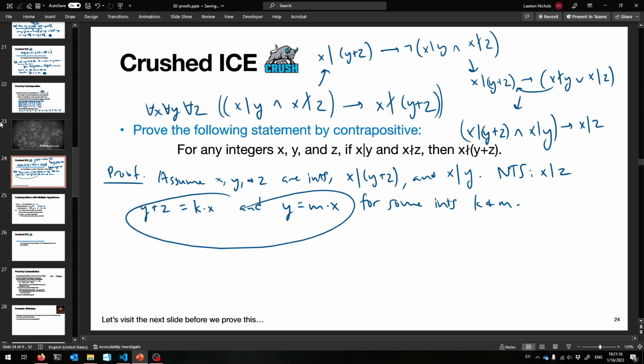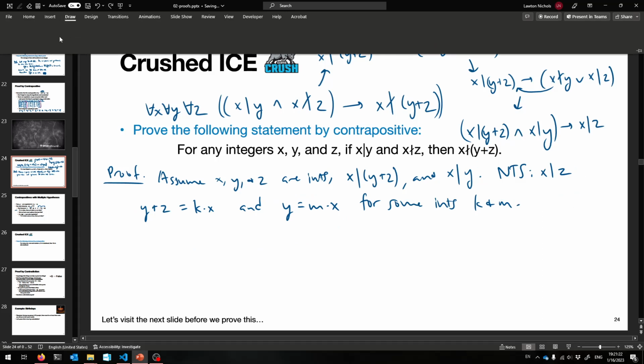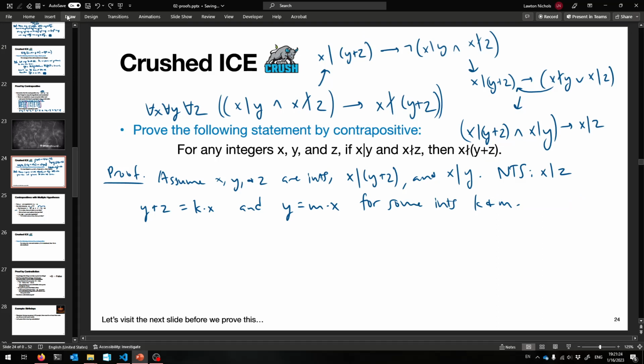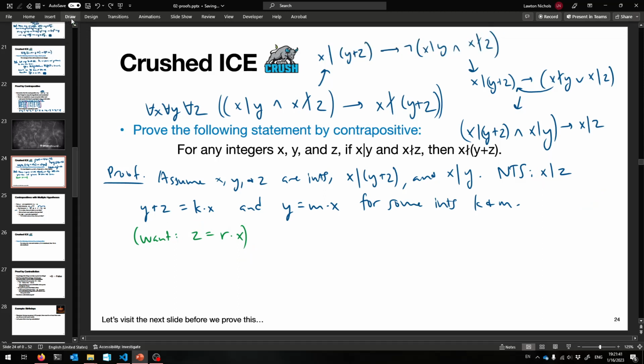Now I have some equalities, which is nice. And I need to show this. I need to show that x divides z, and what does that mean, right? According to the definition, what we want out of all this to prove our final theorem is that z is equal to some other integer, call it r, times x. If I show this, that means x divides z. That's what we want, and so let's go and get it.